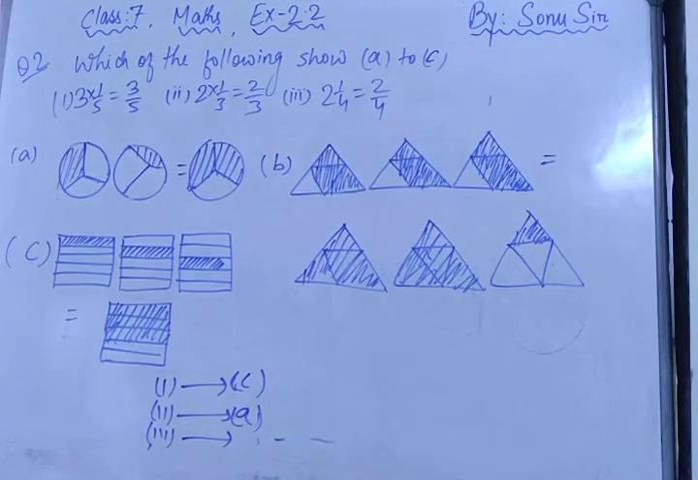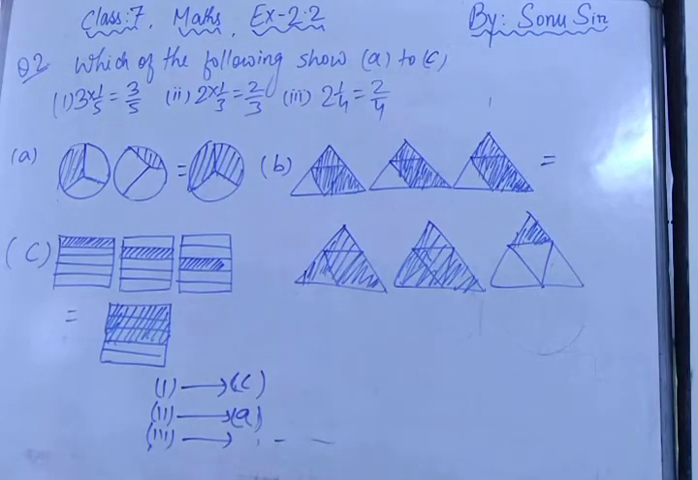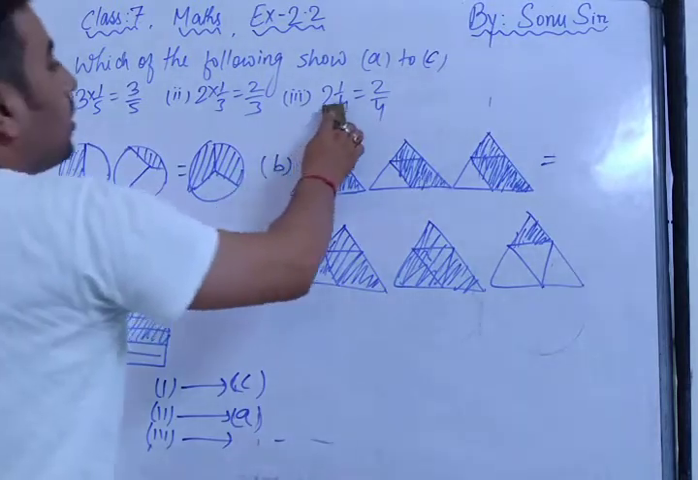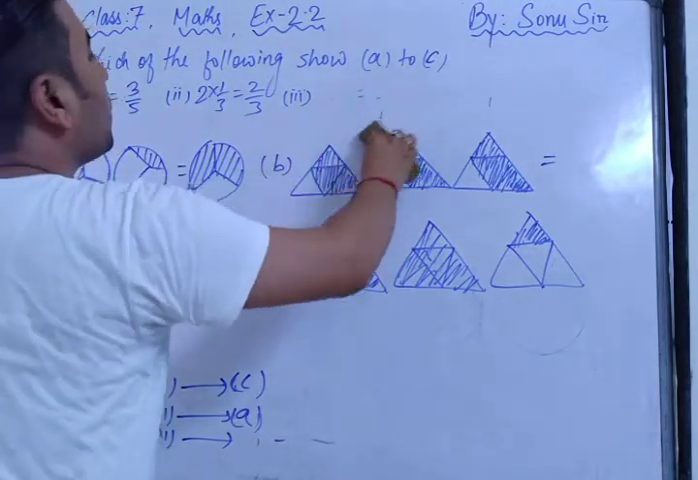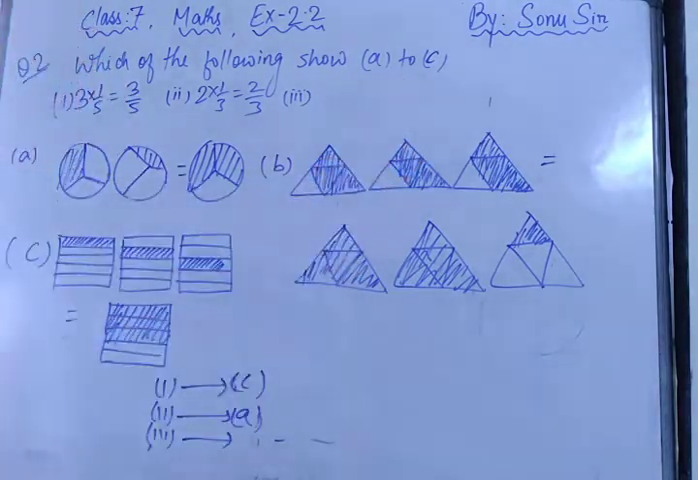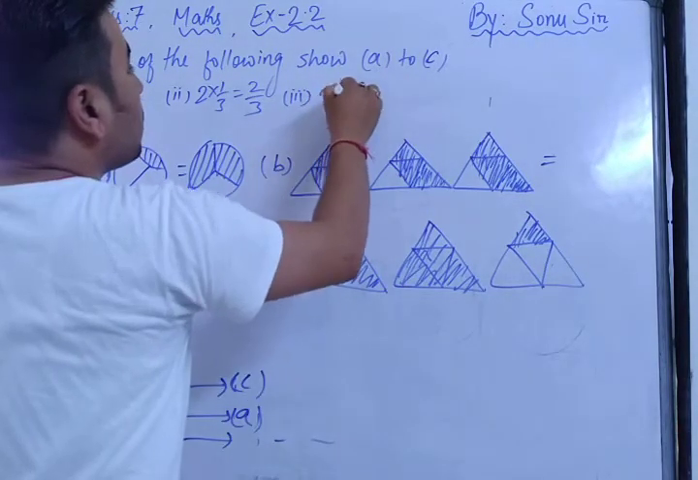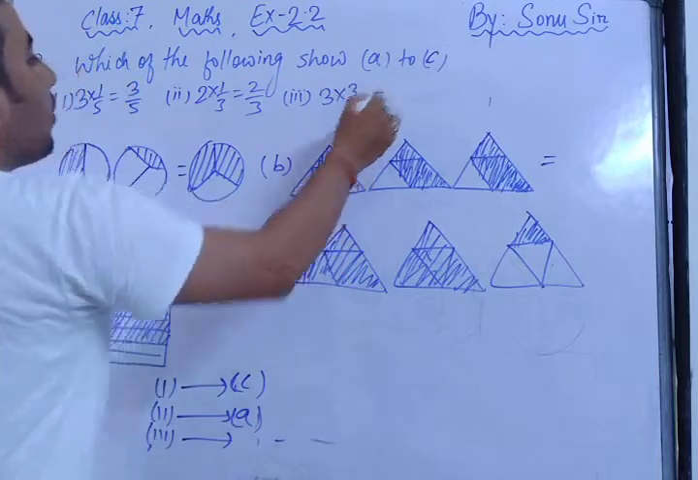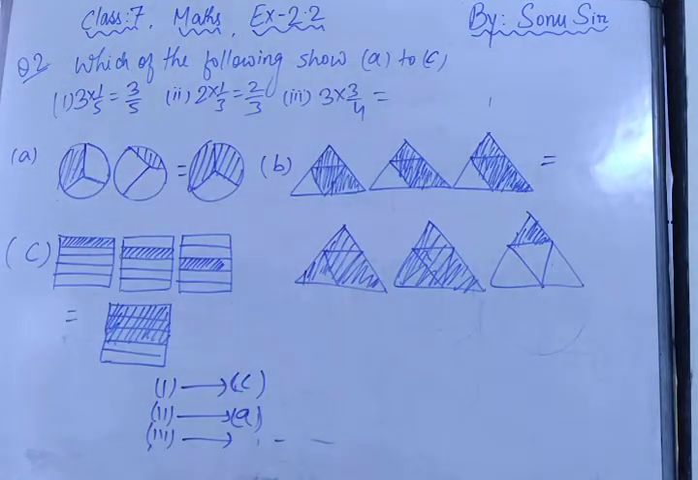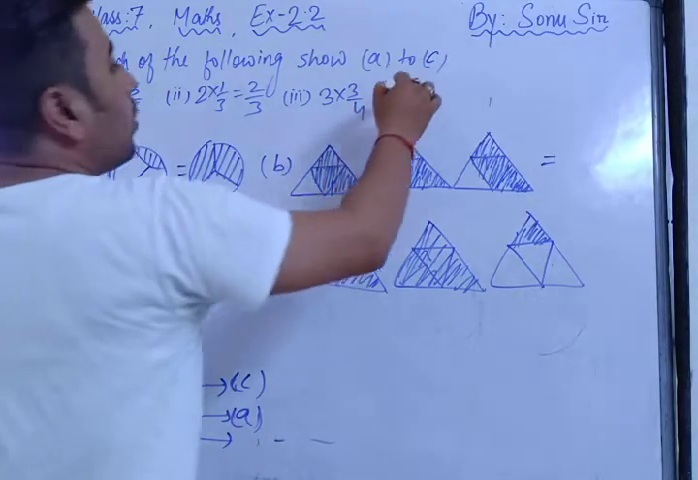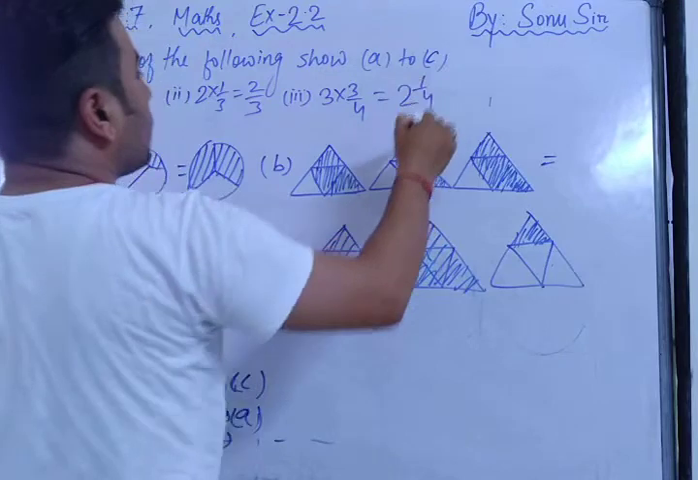Have we written the third question? The third question was 3 into 3 by 4. Okay. We have not written the third question. The third question was 3 into 3 by 4, which is equal to how much? 2 into 1 by 4.